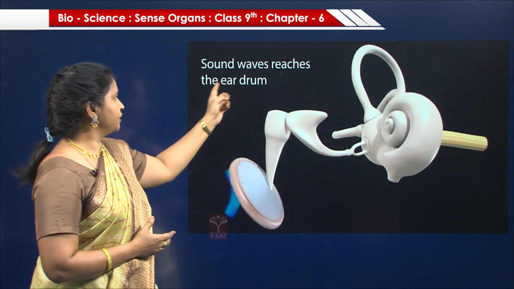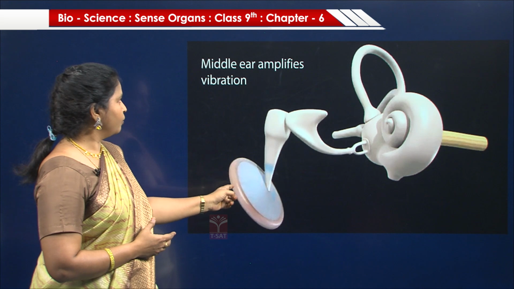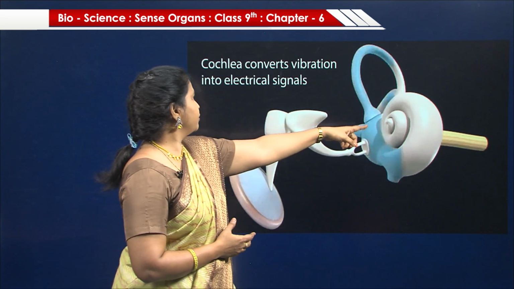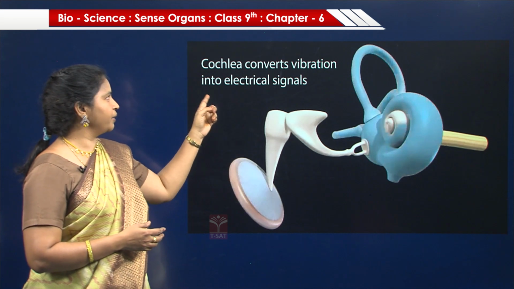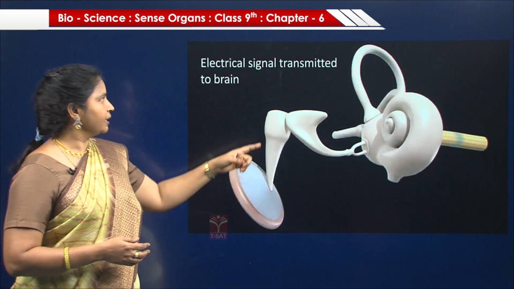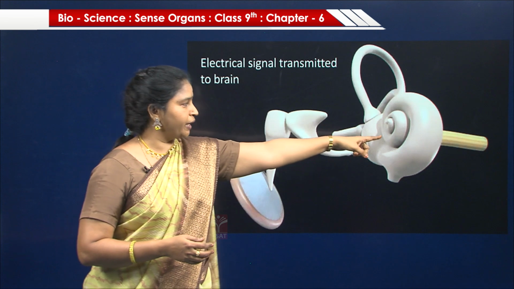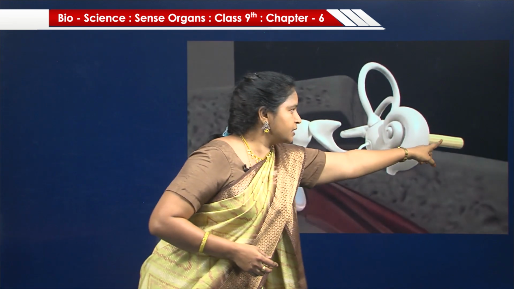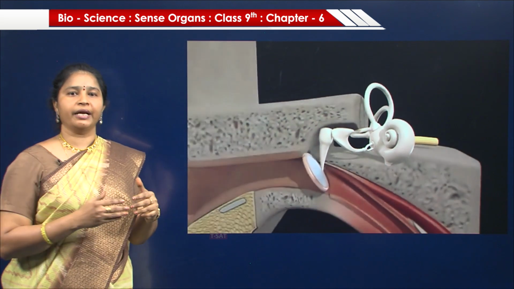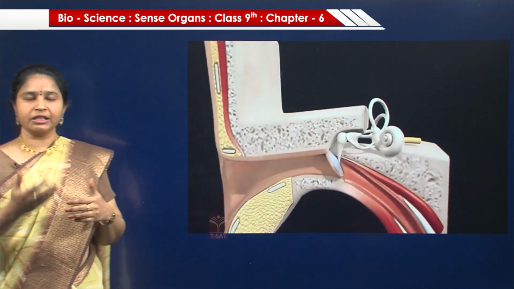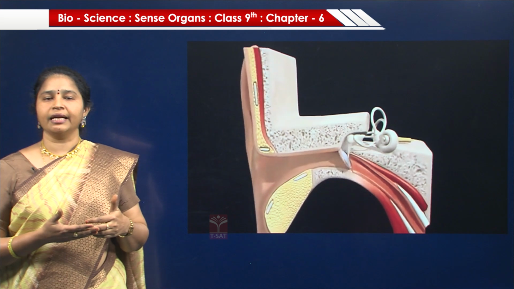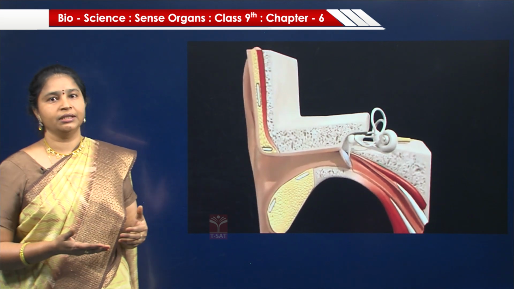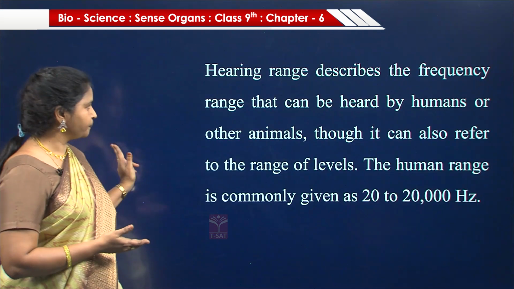See, sound waves reach the eardrum. The middle ear amplifies the vibration. This vibration is given to the cochlea. The cochlea converts that vibration into electrical signals. Those electrical signals are transmitted to the brain through the nerve. You can see the nerve here, this nerve connects with the brain. When the brain receives the information, it analyzes it and we hear the sound. So, this is how we hear sounds.